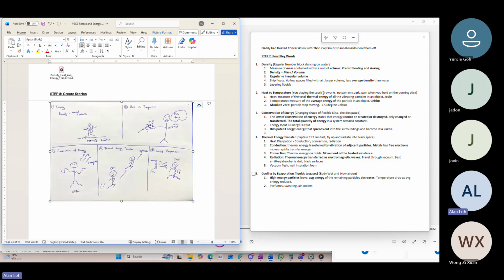You are playing with spark fireworks. When we were playing with sparklers during Chinese New Year, especially Jorin and also Xuan Xuan, who is staying in Malaysia, I think you played this before. 那个烟花是吧? I hope Yunjie and Jaden also. When the spark lands on you, it will not cause you pain. But when you hold on to the burning stick that is giving off the sparks, then you'll be shouting like crazy.